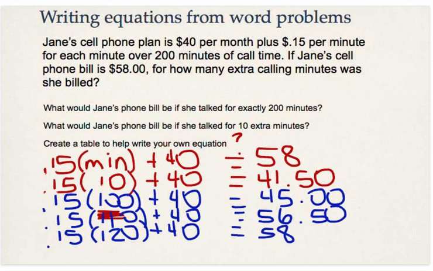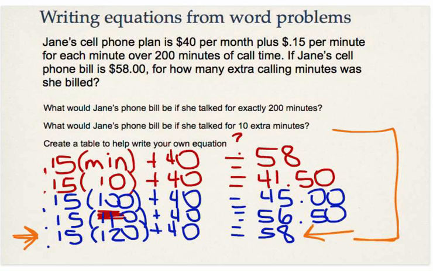So hopefully you finally got to the point in your table where you realized that Jane spoke for 120 minutes over her 200 minutes. That gave her a total bill of $58. Now the hard part is trying to write an equation from these word problems. But now that we've actually used this table, writing an equation becomes much easier. We look for all of the things that stay the same and keep them the same.